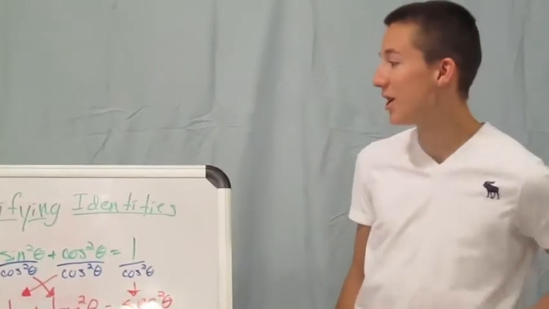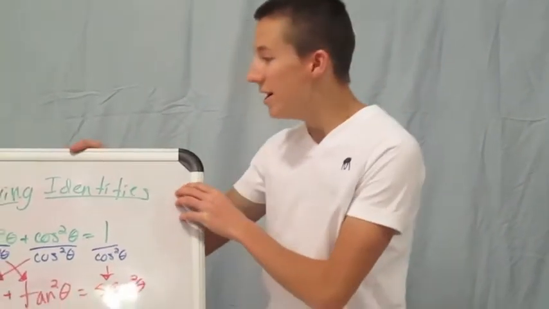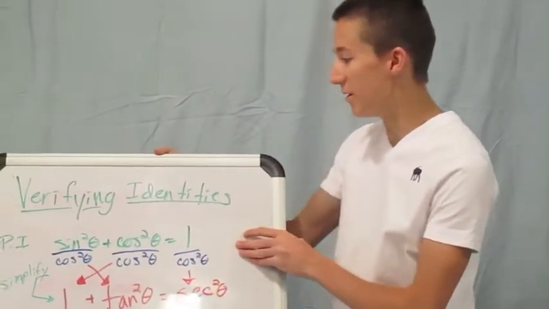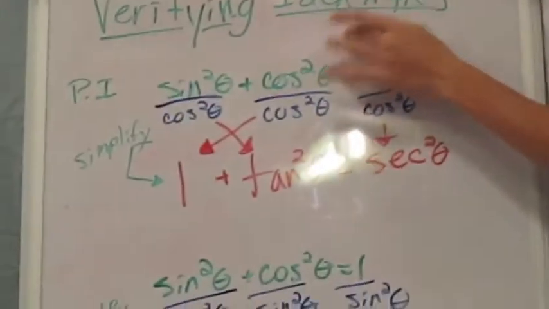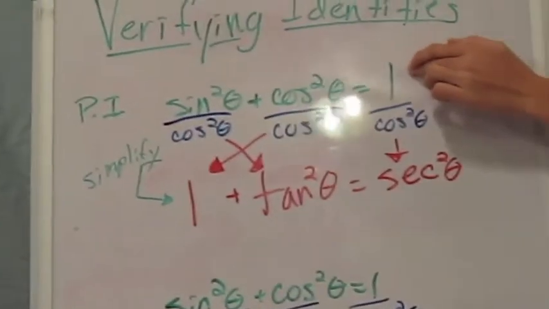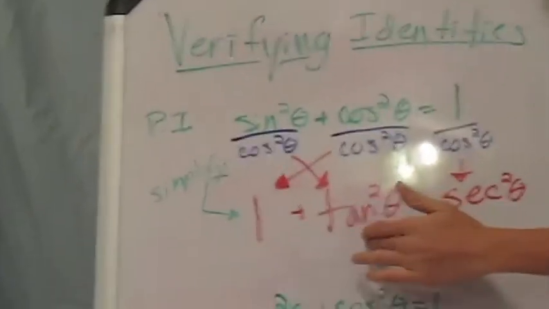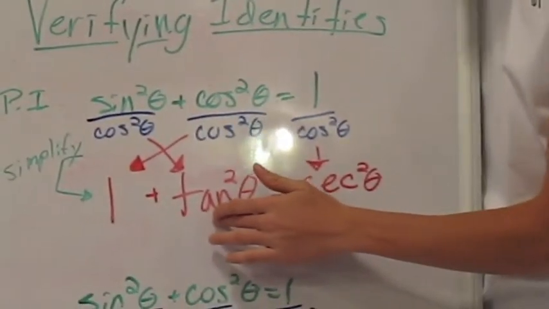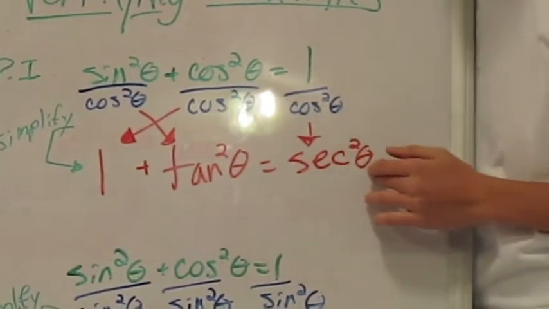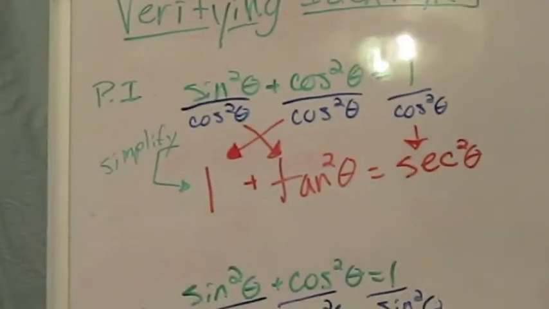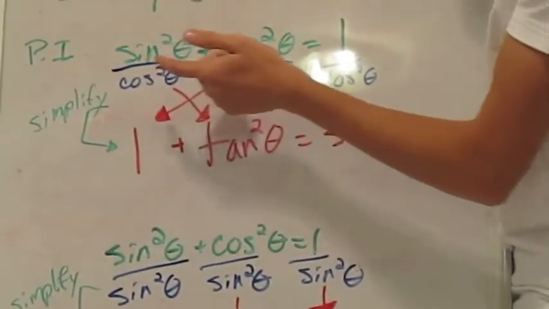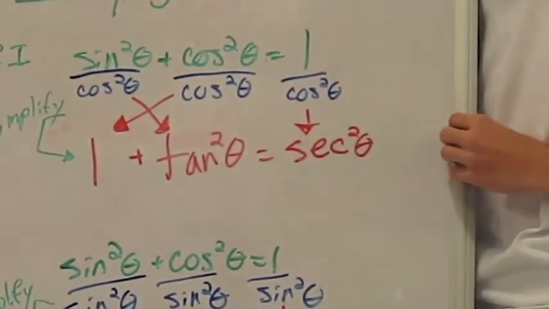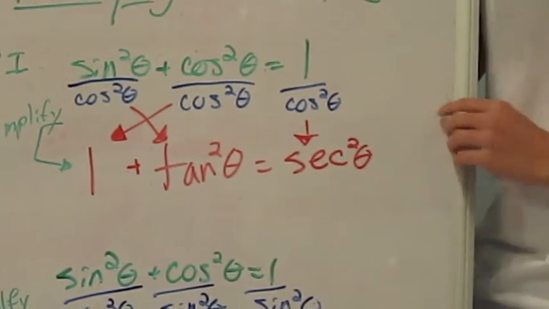Alright, so now we're going to talk about verifying some of these identities. So let's take the Pythagorean identity for example. So we have sine squared theta plus cosine squared theta equals 1. Now we're trying to transform this into something we know, which is 1 plus tangent squared theta equals secant squared theta. Now, what we can do is let's take the entire thing and do nothing to it by dividing everything by cosine squared theta. So this is just a way to look at it differently.